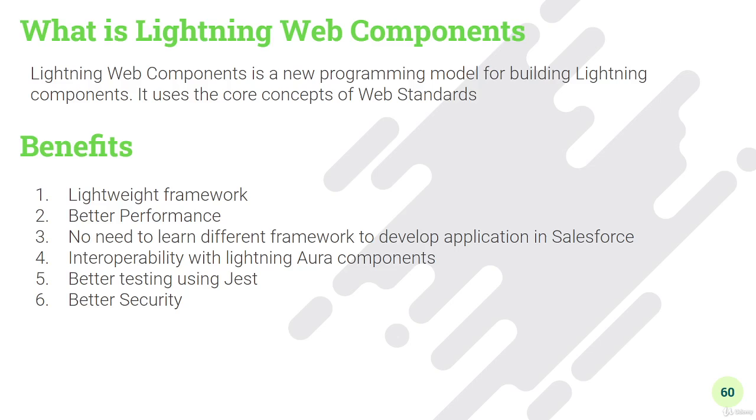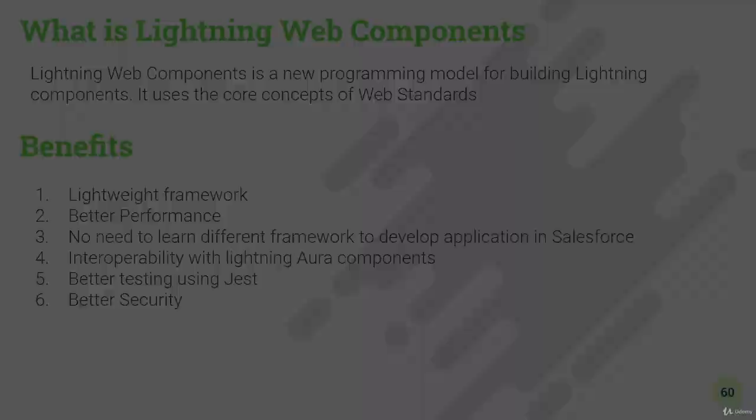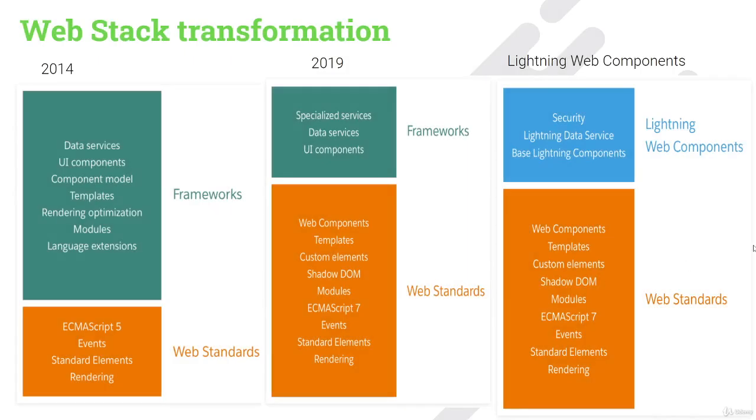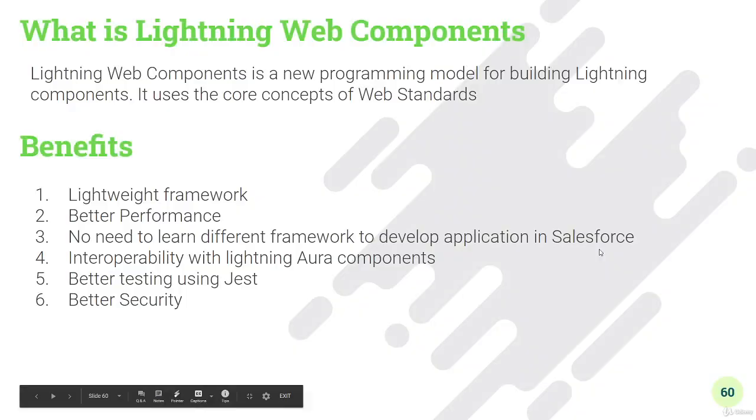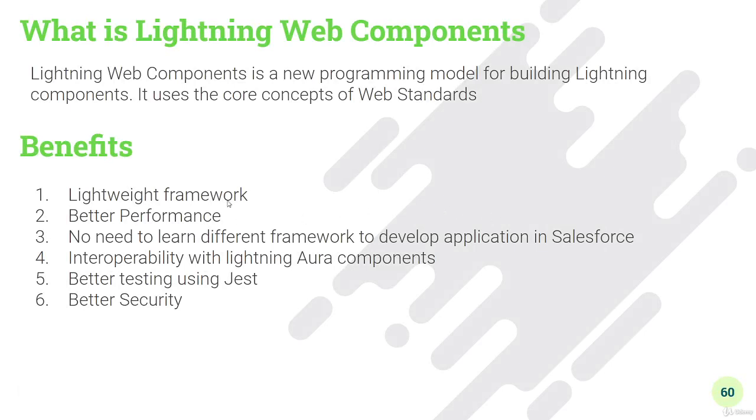So what was the benefit actually? What benefit were we getting over Aura in Lightning Web Component? As I said, Lightning Web Component takes care of only a small piece of tasks. If I go back to my slide, Lightning Web Component takes care of only security, Lightning Data Service and base Lightning components, and the rest is all taken care of by the browser. So if it takes fewer tasks, it's a light framework. It's not a heavy framework like Aura.